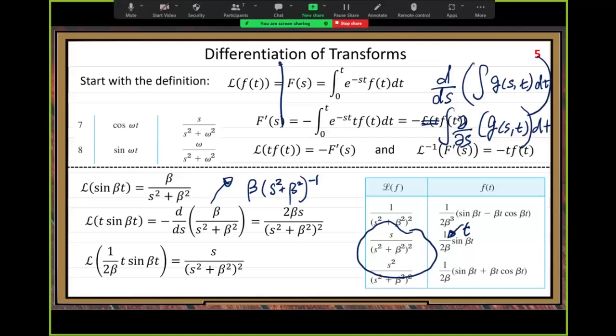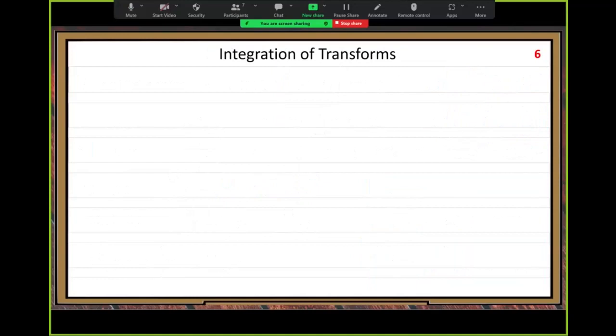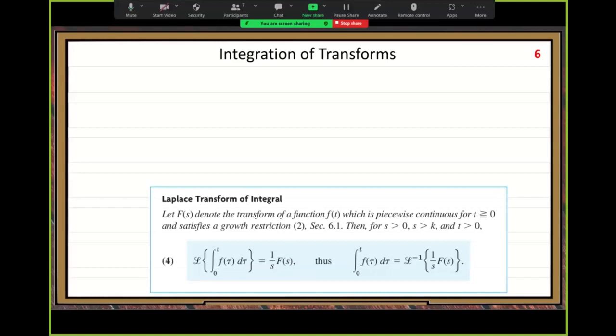Let me show you a few more examples. Differentiation done, I need to show you the integration formula: integration of Laplace transforms. Here, the Laplace transform of an integral is our old theorem. I copied it for comparison, because you may ask why we study integration another time. This is our old theorem.